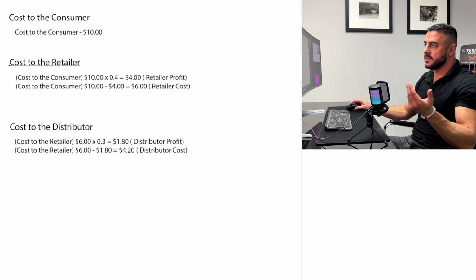So, in order to calculate our production cost now, the cost to the distributor, again, which was $4.20, we're going to subtract our profit, which is $2.52, and we are going to be left with $1.68. So this is going to be our cost, or our production cost.